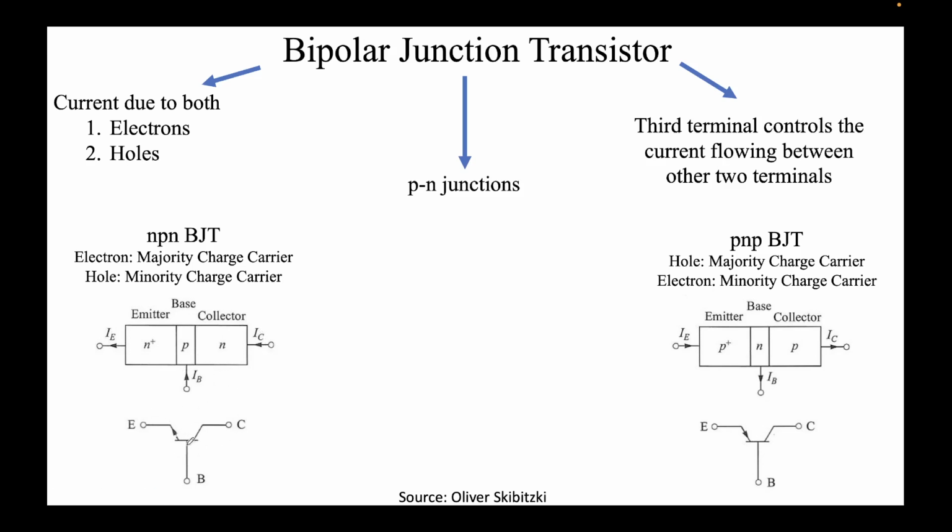This is the symbol for an NPN BJT. The key thing to note is that the arrow is flowing outwards from the base. So where the arrow is, that's the emitter in both cases. If the arrow is flowing outwards from the vertical branch, that means it's an NPN. If the arrow is flowing inwards, that means it's a PNP.